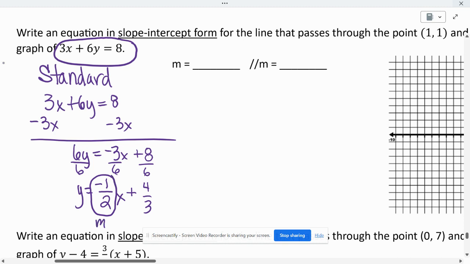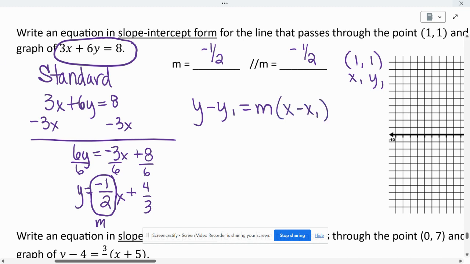So the slope of the first line is negative 1/2. If it's parallel to the other line, that means the other line also has to have a slope of negative 1/2. It passes through the point (1, 1). So this (1, 1) is my x sub 1, y sub 1. Write the equation in point slope form for me.